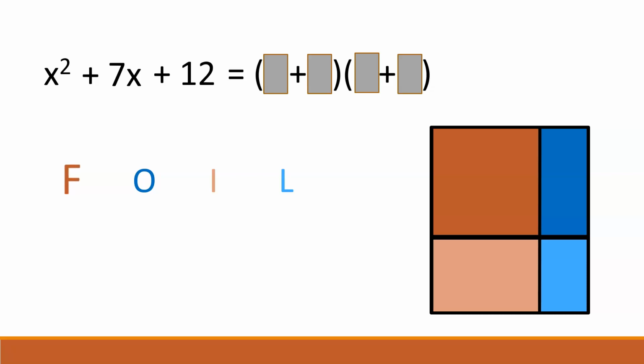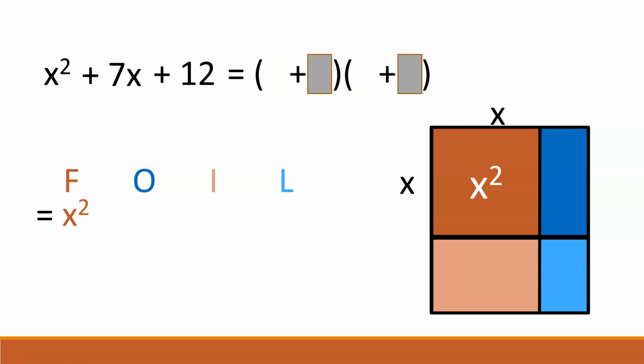So first of all, if we multiply the first terms together in the binomials, we'll end up with the first term in the trinomial, the x squared. Now looking at the area model, you can see that something times something is x squared, and there's really only one possibility for that. It would have to be x times x.